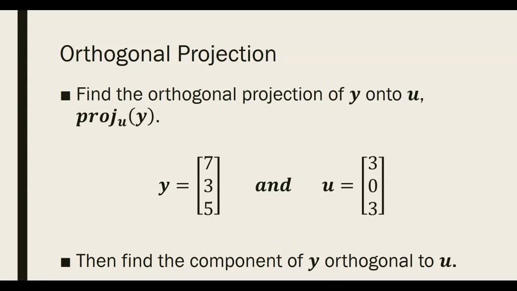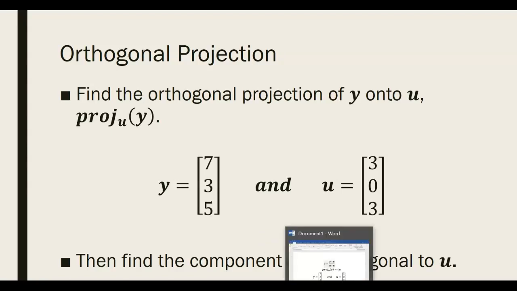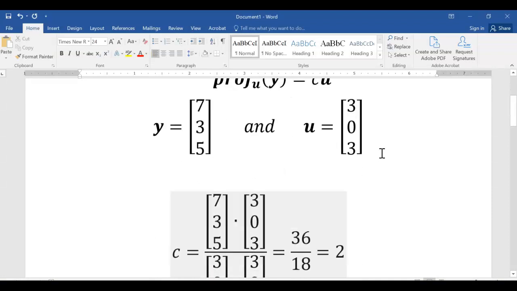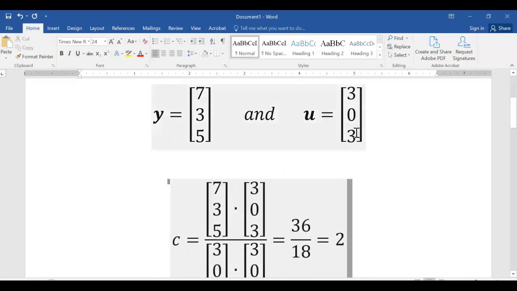Okay, so hopefully you went ahead and did that. If you didn't, push pause because I'm going to go through it. So again, same concept. Y inner product with u, in this case, is going to be (7, 3, 5) inner product with (3, 0, 3) divided by the inner product of u times itself.